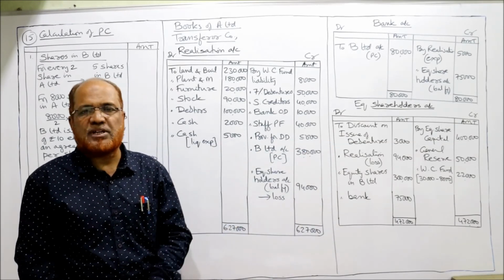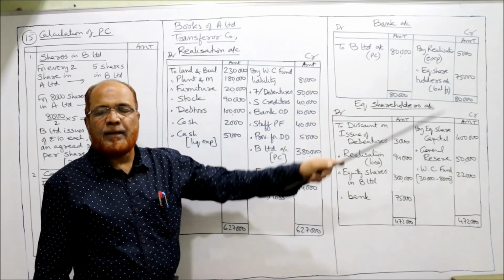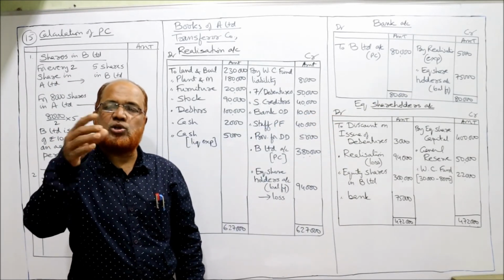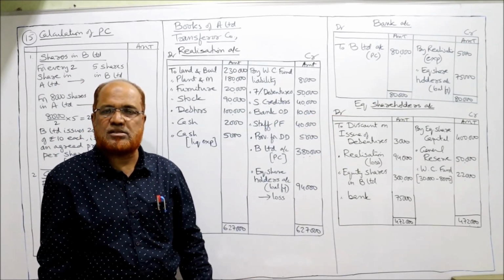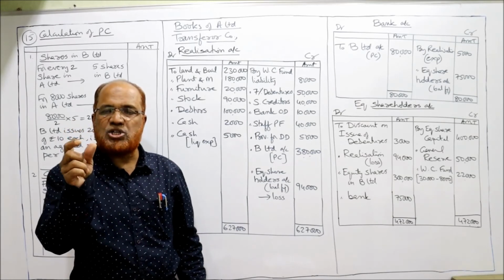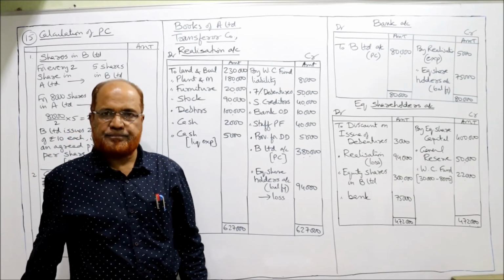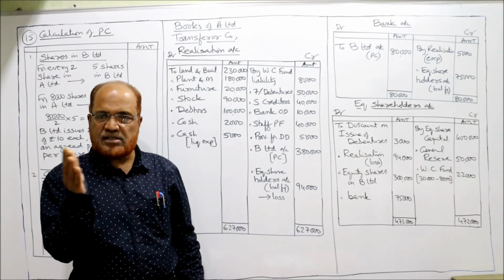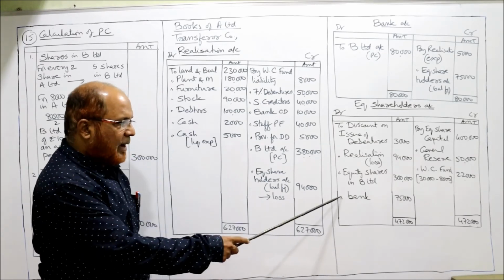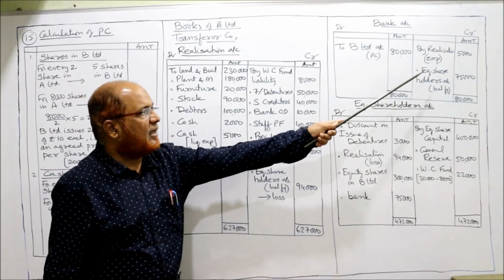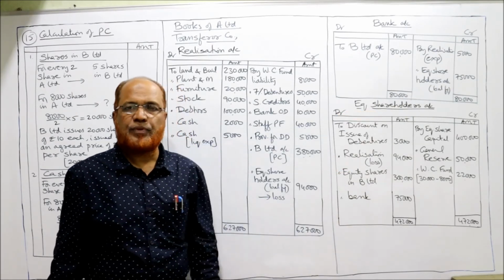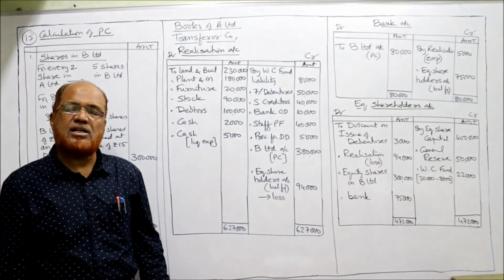Now the cash that remains, 75,000. That 75,000 rupees cash will also be given to equity shareholders. So the entry will be equity shareholders account debit to bank. To bank 75,000, and here by equity shareholders 75,000. Posted. All the entries we have posted.